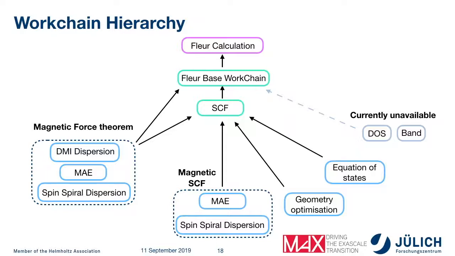And that's also true for other blockchains. We have a set of magnetic blockchains. I will explain them later. And we also have a geometry optimization blockchain. And yes, as you see, the self-consistent blockchain is the core of the AiiDA FLEUR plugin.